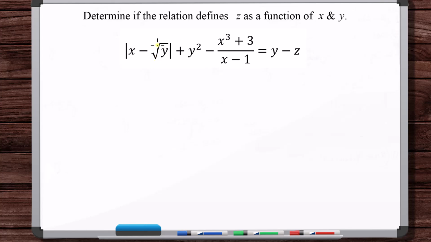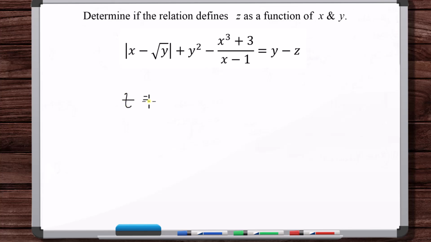If there was a z inside the absolute value, we know with absolute values you get these either-or answers. So most likely, if there was a z inside here, since there are multiple answers, then it probably wouldn't be a function. But there's no z in here. We've just got the z by itself over here.